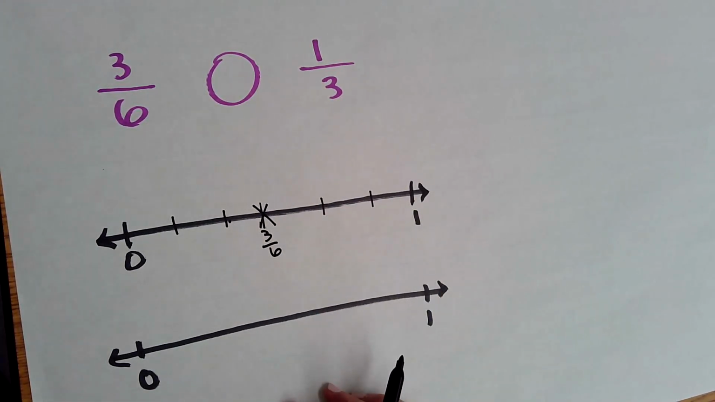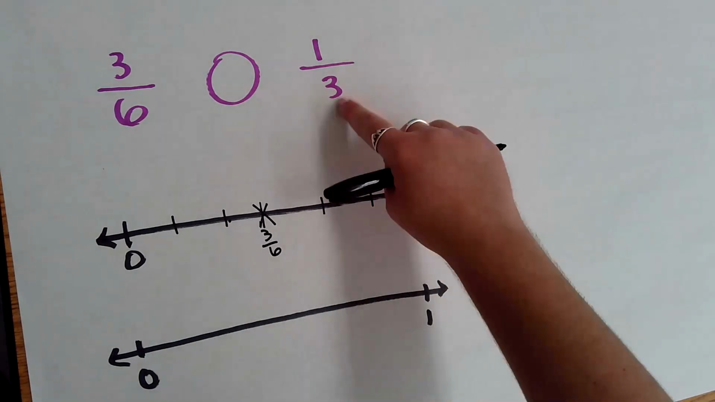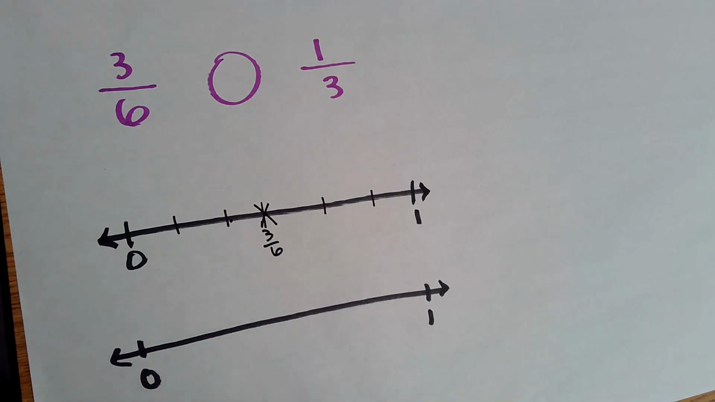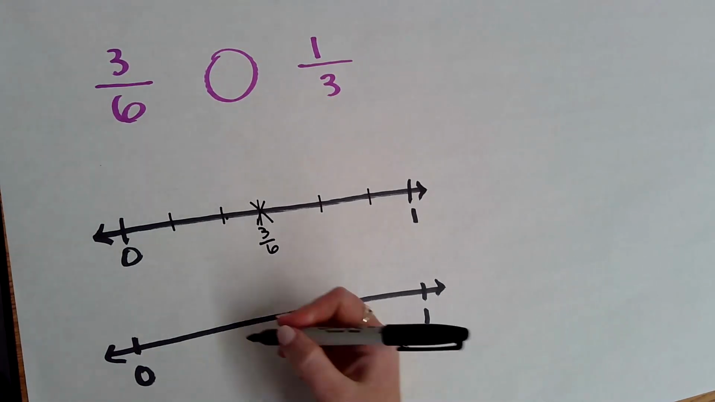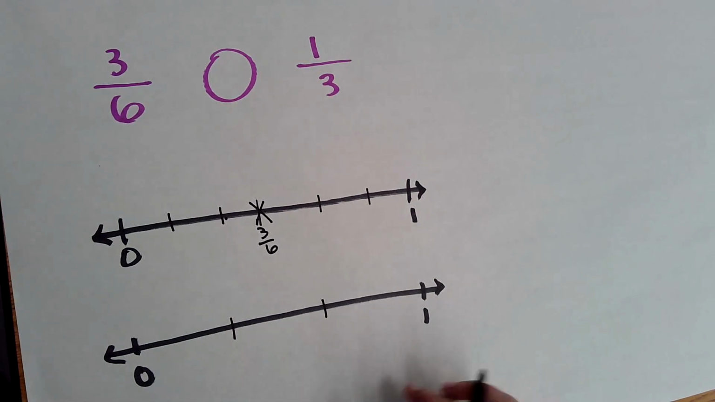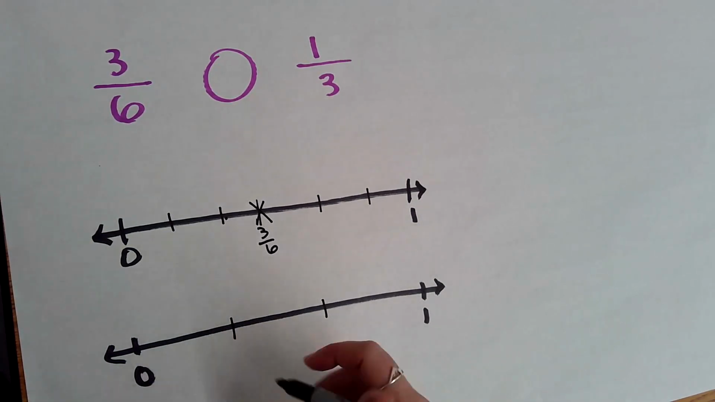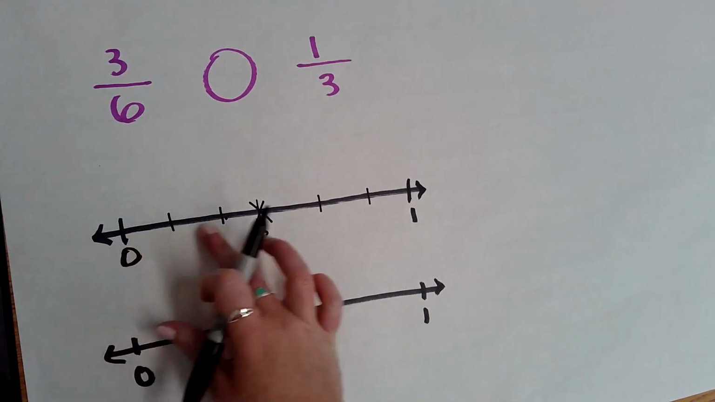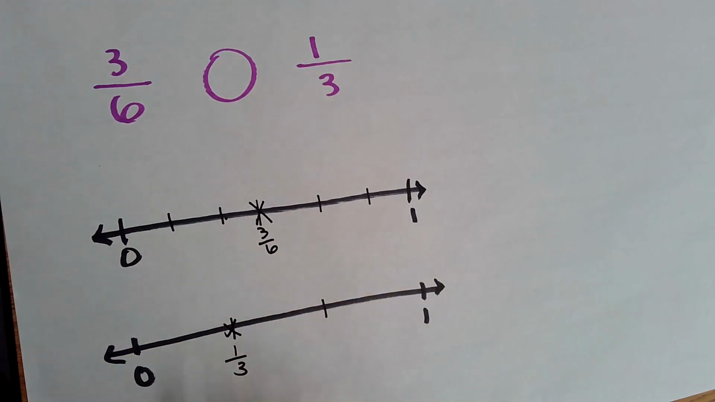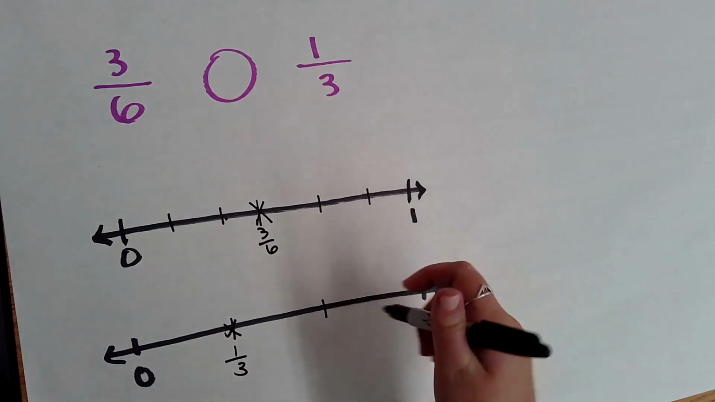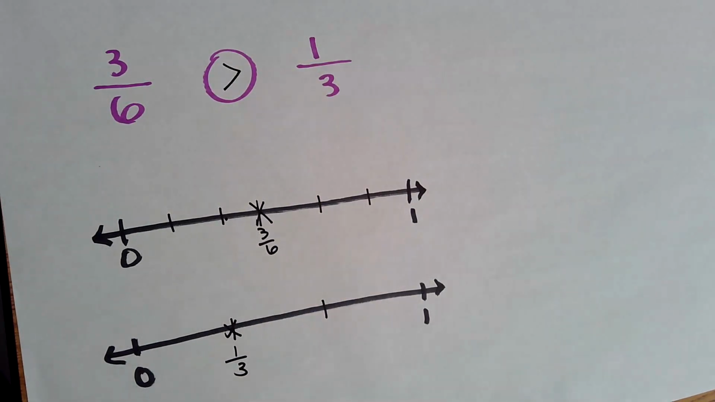And then my second fraction is 1/3. Because my denominator is an odd number, 3, that can be a little bit trickier to split up on a number line. But again, we still need to make sure those pieces are about the same size. And I'm looking for 1/3, 1, right here. And if I look and see where my fractions fall on my number line between 0 and 1, I can see that 3/6 is closer to 1, therefore that fraction is greater. 3/6 is greater than 1/3.